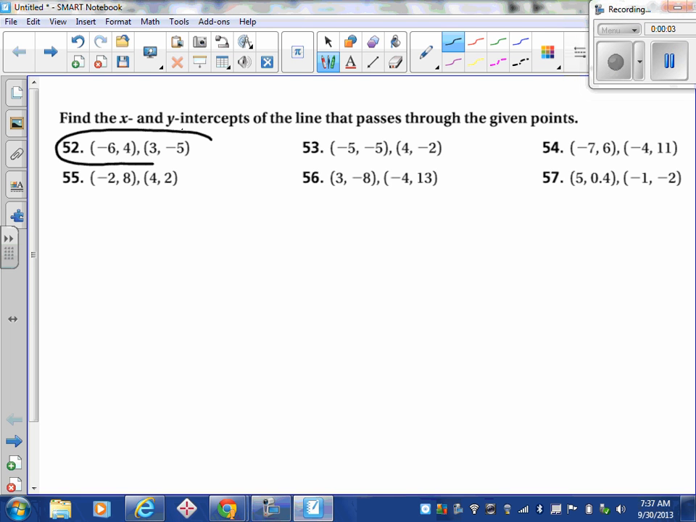So if I have this point right here, I want to find the x and the y intercepts. I need to put that in my slope-intercept form. So if I give you 2 points, what do I always want to find? The slope, right? And I want to use my line and L. So I'm going to take these 2 points, (-6, 4) and put it underneath (3, -5). So I have my 2 points. I want to find my x and y intercepts so I can put it into an equation.